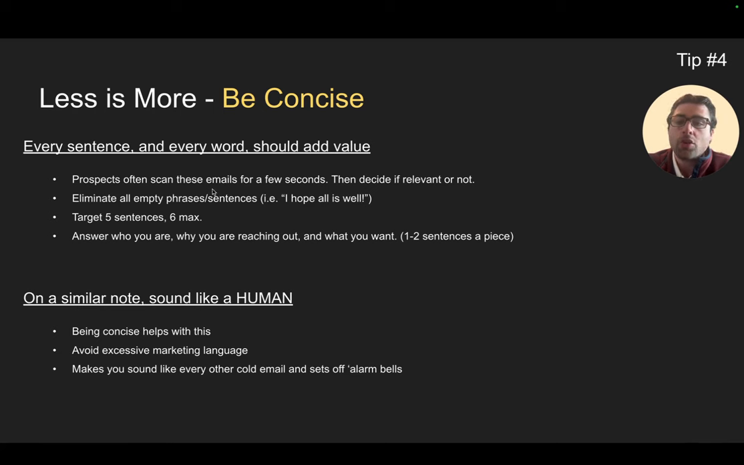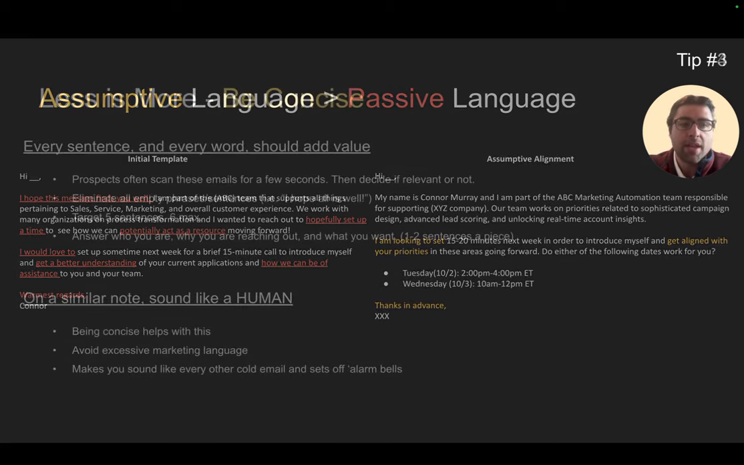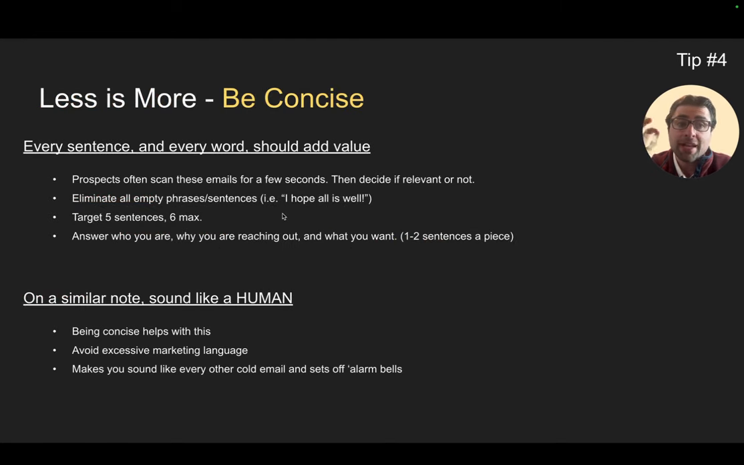So eliminate all empty phrases like "I hope all is well." In that last example there, "I hope this message finds you well." That's just a classic example of a sentence I don't think adds any value. It doesn't increase your odds of booking the meeting, but there's a 1% chance that they read it and are like, oh, another sales email, I don't have time to read this, and then they click away. And even if it's a 1% impact, when you're sending out thousands of emails, that makes a huge difference over time. So prospects scan these emails, eliminate empty phrases. I like to target 5 sentences.